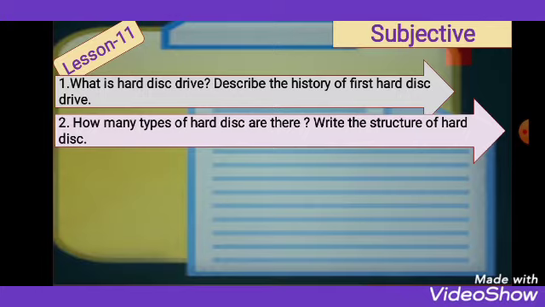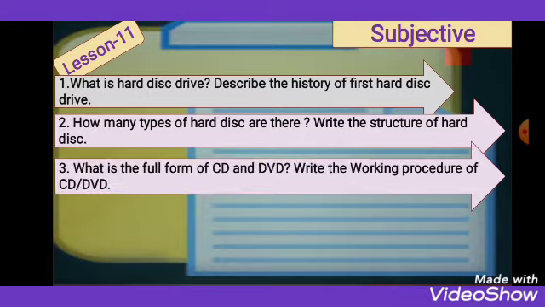Number 2: how many types of hard disks are there? Write the structure of a hard disk. So here you will write how many types. There are 2 types of hard disks. Okay, one is built-in, another one is external. And after that you will write the detailed structure.